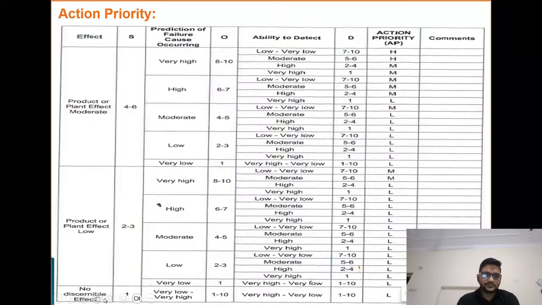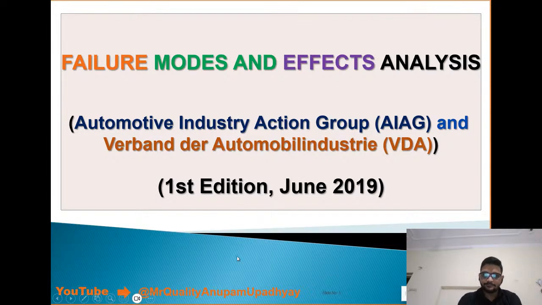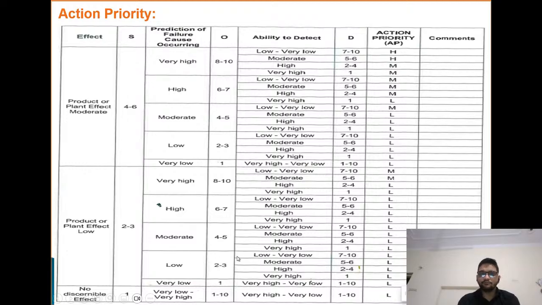Now for no discernible effect, severity is 1, occurrence is 1 to 10 and detection is also 1 to 10. All are rated with action priority low.